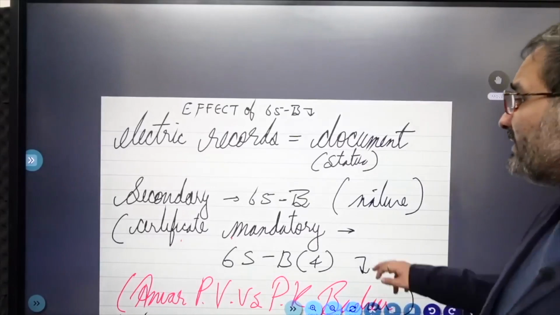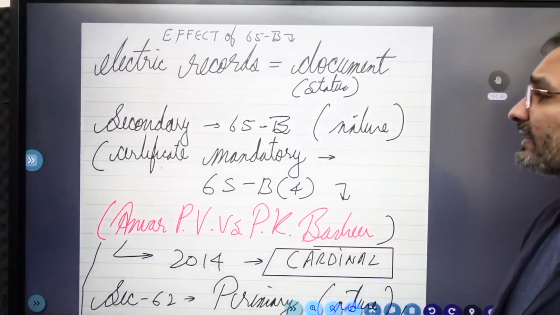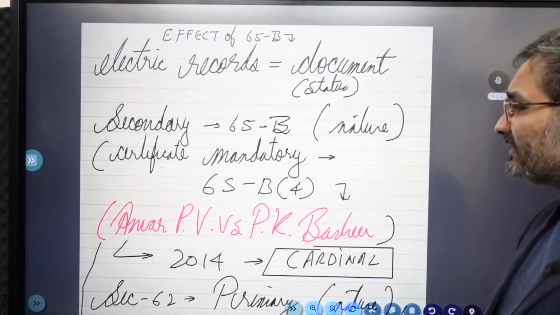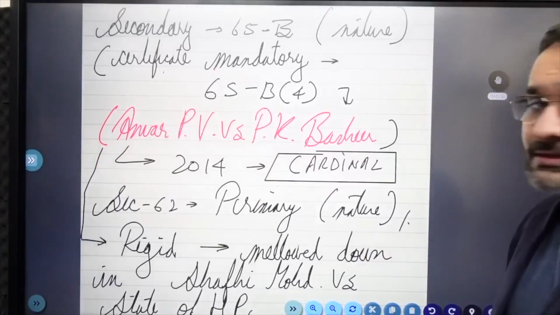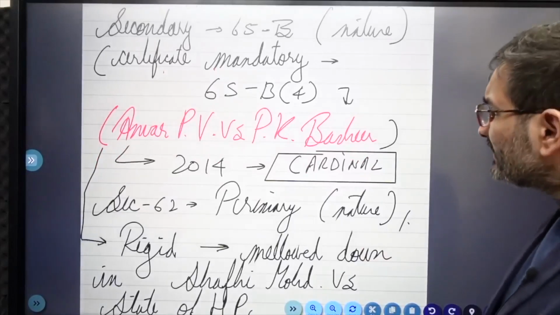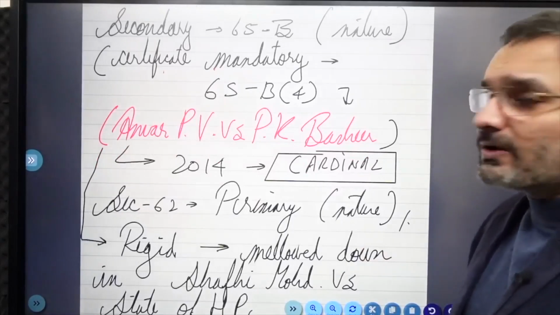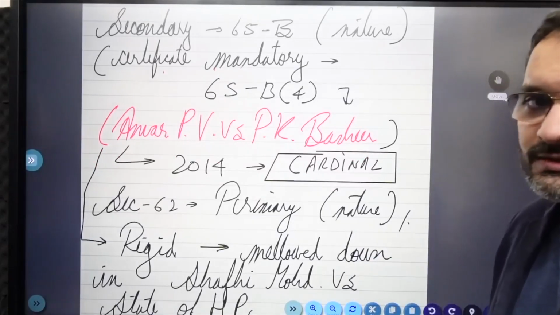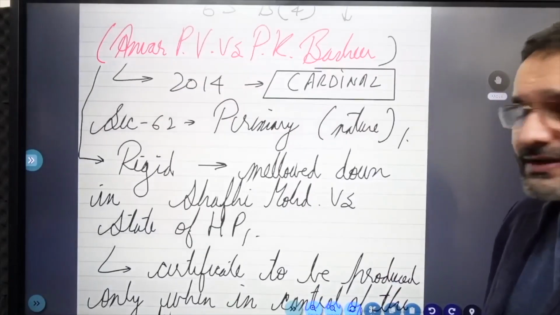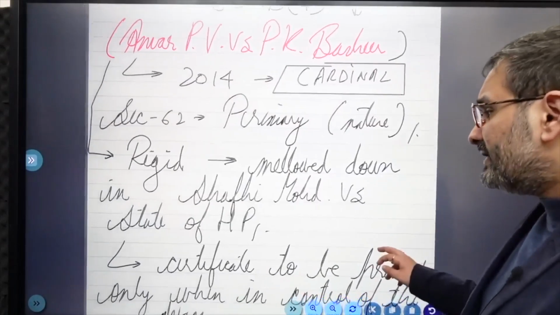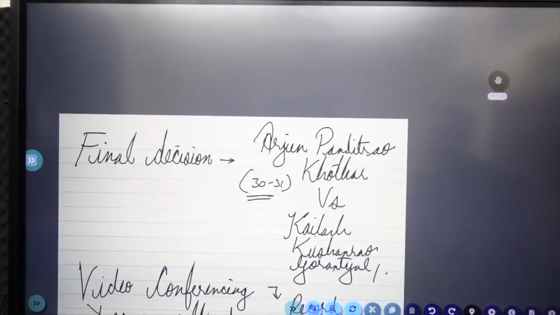So effect of 65B, इलेक्ट्रॉनिक रिकॉर्ड्स जो है डॉक्यूमेंट का स्टेटस देते हैं. सेकेंडरी एविडेंस में 65B का जो नेचर है, सर्टिफिकेट इज मैंडेटरी. 65B4 का जो क्लासिक केस लॉ है वो अभी बस नाम लीजिए, Anvar P.V. versus P.K. Basheer 2014. This is the cardinal case law on 65B. इसको नहीं स्किप कर सकते in our preparation. सेक्शन 62 प्राइमरी नेचर ऑफ एविडेंस के बारे में बात कर रहा है और ये यहाँ पे अभी नहीं काम करेंगे, 65B में बाद में करेंगे, so that you are not confused.